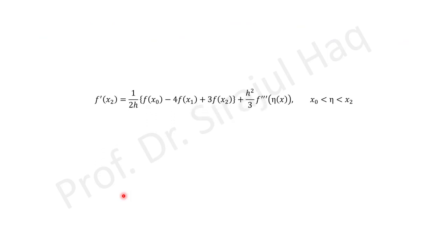This is the term we got. So what I'm doing, like previously, let's replace this x2 by x0. So it means that I'm shifting x2 to x0. So x0 will shift to another point and x1 will shift to another point. x2 shifts to x0, x1 shifts to x0 minus h, and x0 shifts to x0 minus 2h.